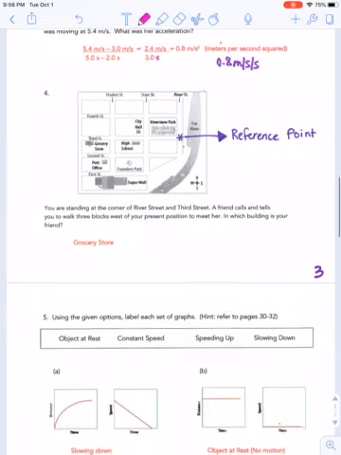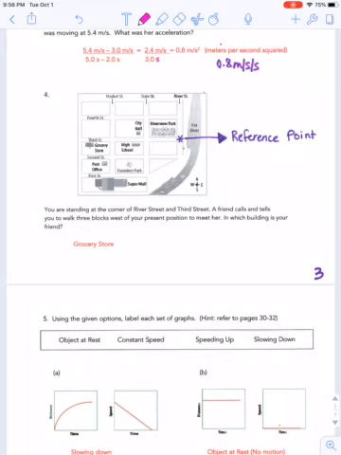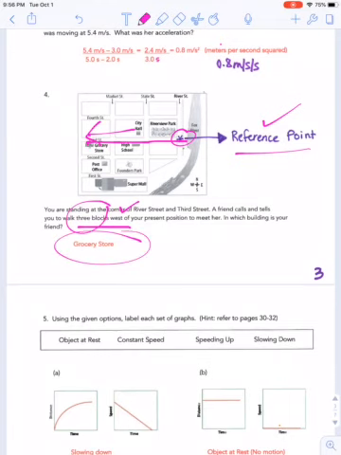Okay, here we go. You are standing at the corner of River Street and 3rd Street. A friend calls and tells you to walk 3 blocks west of your present location to meet her. In which building is your friend? Okay, so you're right here. That is your reference point. That is your starting point. You need to have 3 things to describe the location of an object. We have one of them right here, your reference point. Now we need to have distance and direction. 3 blocks, 1, 2, 3. That's our distance. West is our direction, and we are at the grocery store.